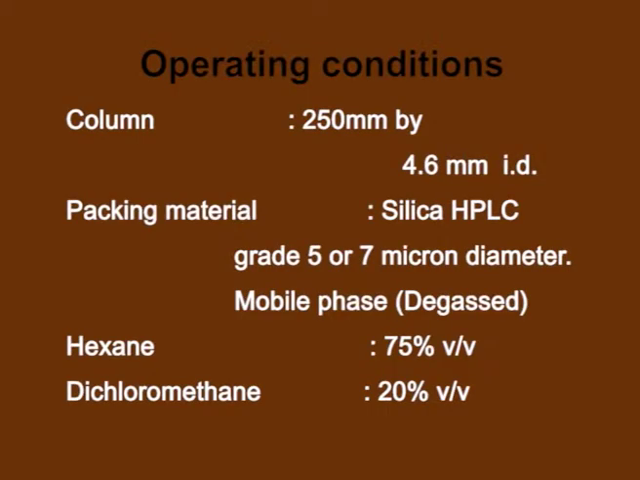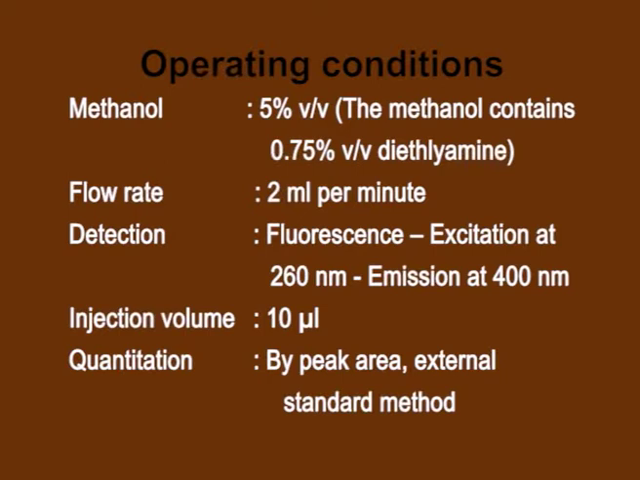Isocratic technique, operating conditions. Column 250 mm by 4.6 mm internal diameter, packing material silica, HPLC grade, 5 or 7 micron diameter. Mobile phase in the degassed condition: hexane 75% volume by volume, dichloromethane 20% volume by volume, methanol 5% volume by volume. The methanol contained 0.75% volume by volume diethylamine. Flow rate 2 ml per minute, detection fluorescence with excitation at 260 nm and emission at 400 nm. Injection volume was fixed at 10 microliter. Quantitation by peak area, external standard method.